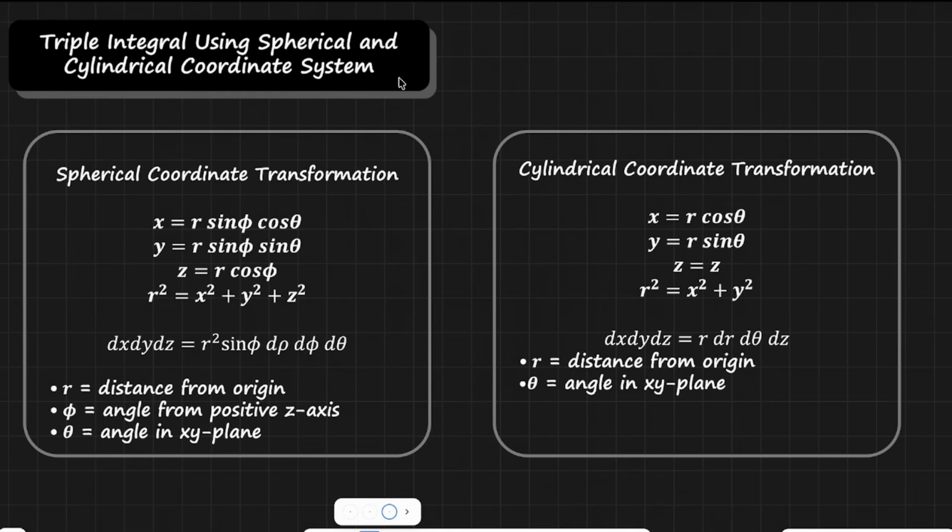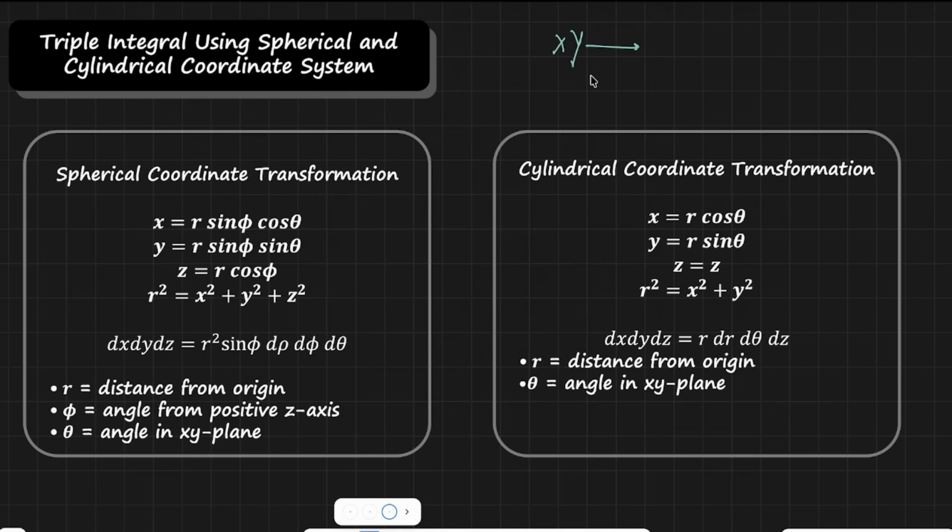Now come to the next. This is very important: triple integral using spherical and cylindrical coordinates. How to solve this? There are again two types of problem. First one, it will be given in the xy plane and you have to convert to spherical or cylindrical coordinates, as we were converting to polar coordinates. Another one, it will be given already in the converted form and you have to simply solve.